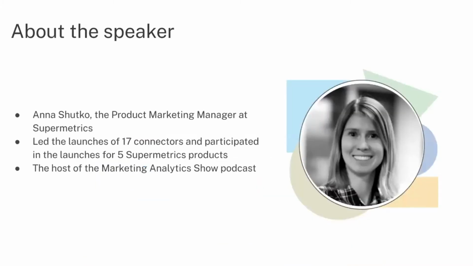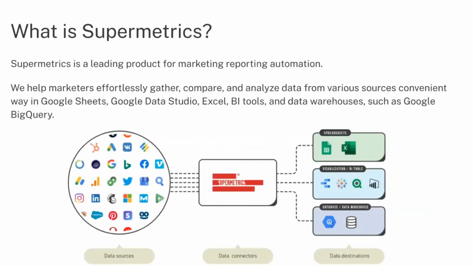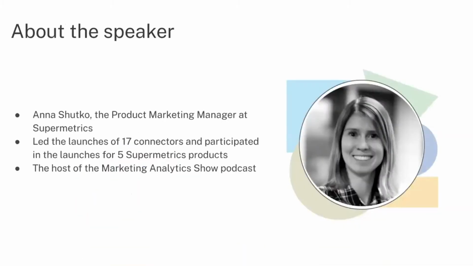And a little bit about myself. I'm Anna Shutko, product marketing manager at Supermetrics. I'm responsible for Connect for marketing. So whenever we have a new integration, a new data source, I'm responsible for preparing all the marketing materials for it, including the go-to-market strategy. That also includes audience research. I currently lead the launches of 17 connectors and participated in the launches of 5 Supermetrics products, because we started with Supermetrics for Google Sheets, and now we have many other data destinations as products. I'm also a host of the Marketing Analytics Show podcast. We just recently launched it, and if you're interested to learn more about what we do and how you can do marketing analytics, feel free to tune in.